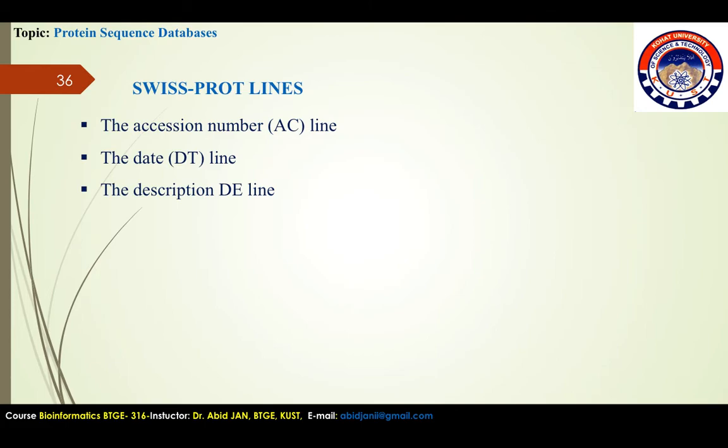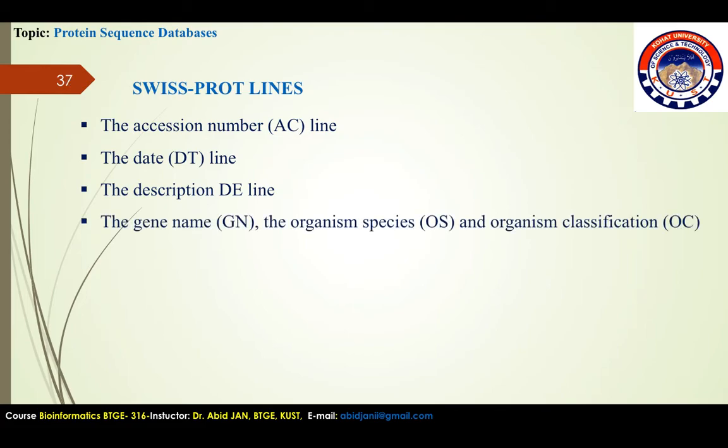The description DE line informs us of the name by which the protein is known. The following lines give the gene name, the organism species, and organism classification within the biological kingdoms.